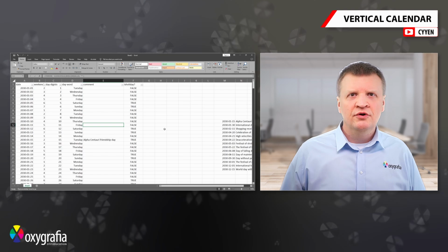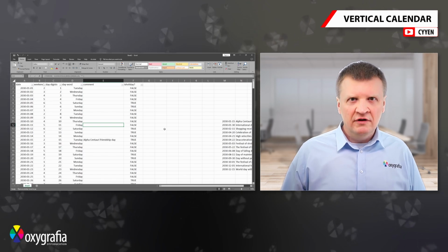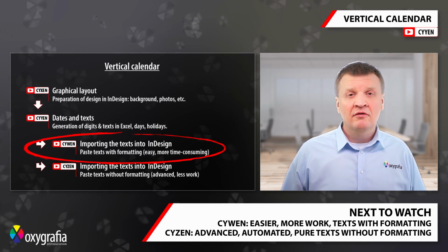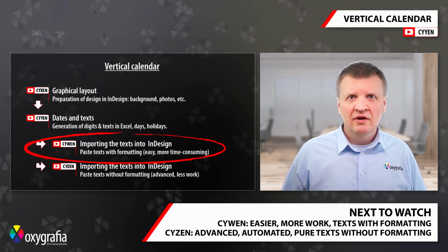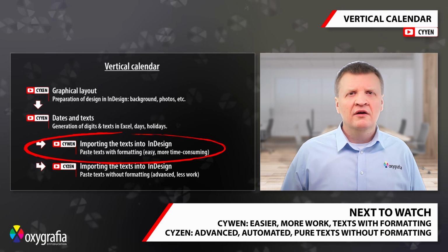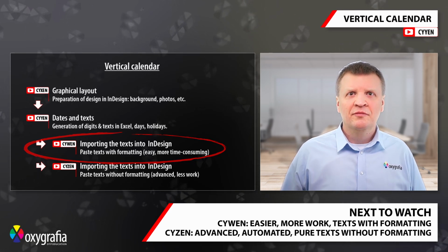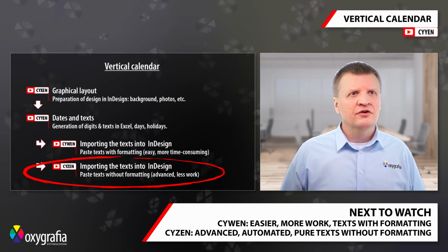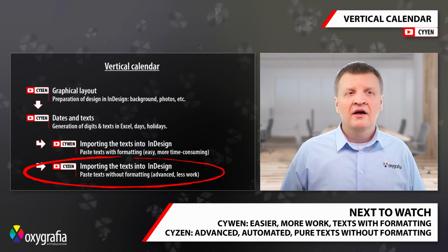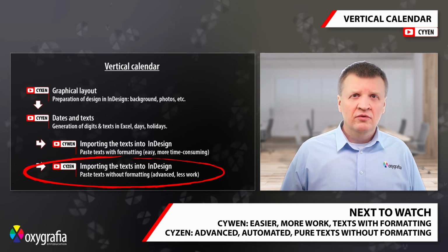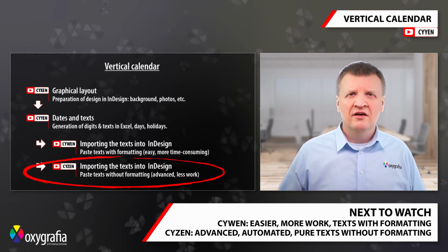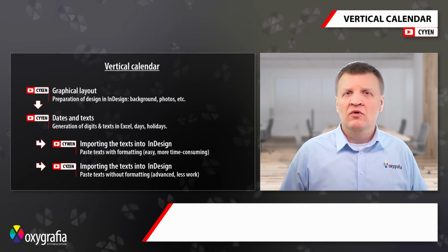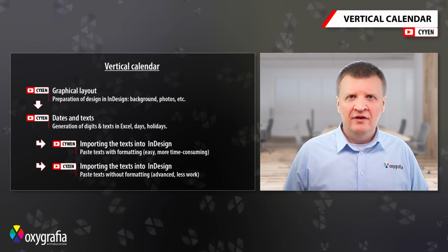In the next movie, I will show you two possible methods how to effectively import them into InDesign. There are two paths. The first path, easy, however, requires more clicking, more time consuming. It will be called CY-Y-EN, which means English. The other method, more automated, however more advanced, will be signatured by CYZ. And the second method is for people who don't like copying and pasting text with formatting. So the easy method is with formatting, and the more advanced is just pure naked text.